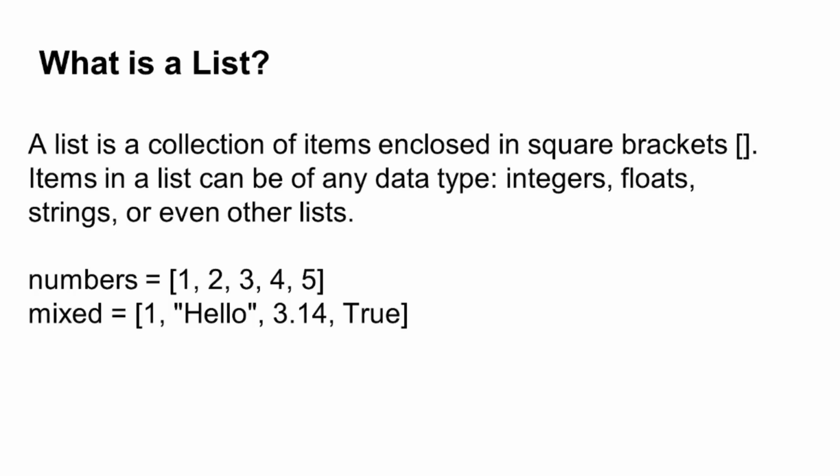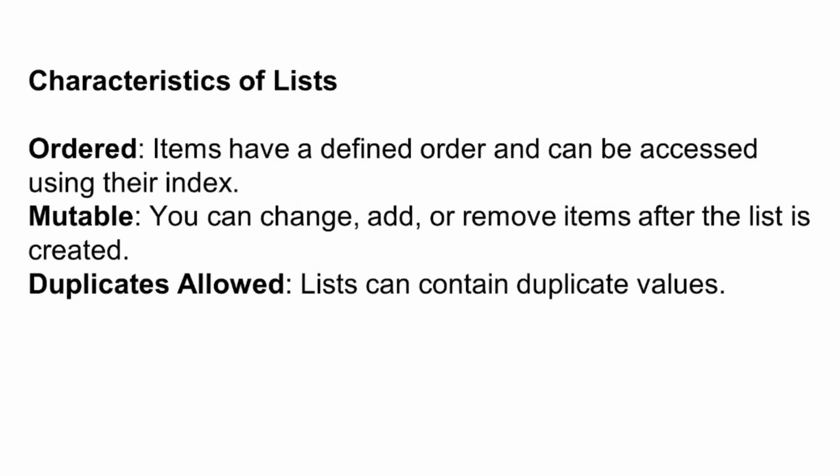What is a list? A list is a collection of items enclosed in square brackets. Items in a list can be of any data type: integer, float, string, or even another list as well. For example, numbers 1, 2, 3, 4, 5, or mixed: 1, hello, 3.1, 4, 2.